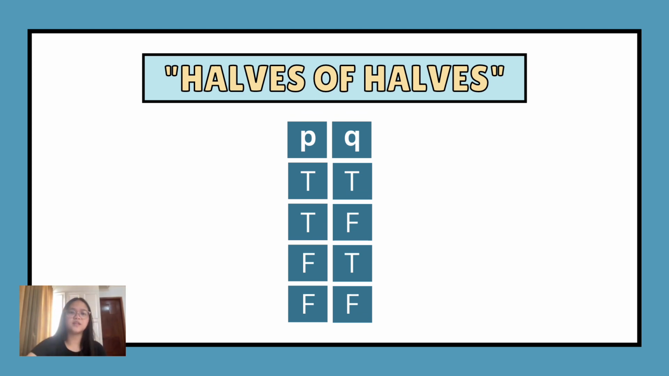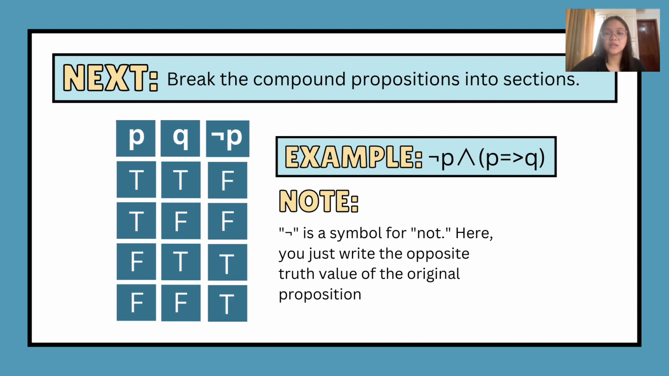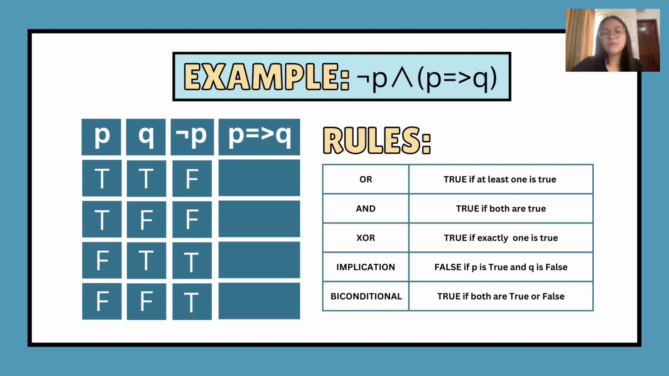Now let's try to finish this by breaking down the compound propositions into sections, starting with the not P, which is simply negating the truth value of the original P. So since P is TTFF, not P will be FFTT. See? We simply made the value the opposite. So if it's T, we make it F and vice versa. Then, we move on to if P, then Q.